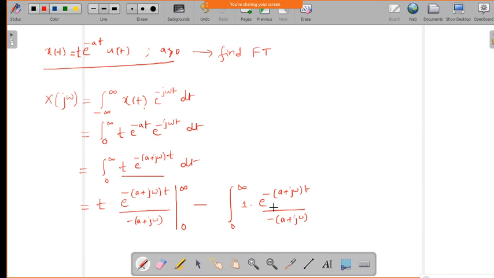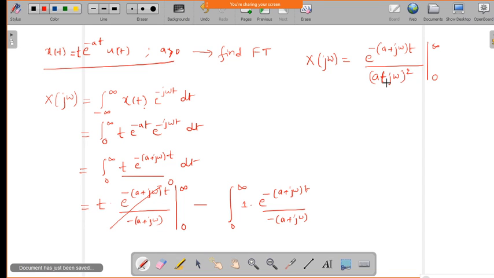Now if you do this, you will get the final result. If you substitute the values here, since t is 0, and if you substitute infinity, it will become 0. So this function will go to the value 0. Now we will get x of j omega. Again you integrate this one, and you will get e power minus (a plus j omega) t divided by, minus of minus becomes plus, (a plus j omega) whole square.